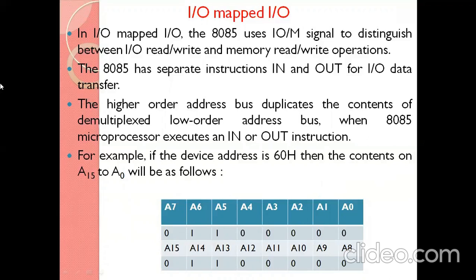So there are two instructions used. One is called the IN instruction, another one is called the OUT instruction. IN means it will read the data. IN 60 means 60 is the address of the input device. It will read the data from the input device and store the value in the accumulator. OUT 60 means from the microprocessor, from a register, the accumulator, the data will be sent to the output device.